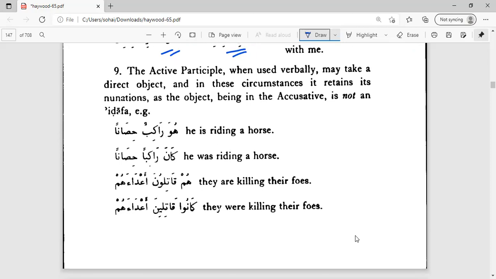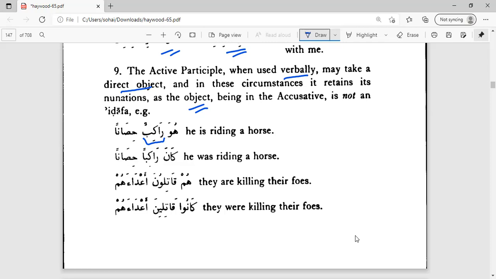Okay. So as we mentioned before, sometimes the active participle, which is on the scale of fa'ilun, may be used with a verbal force. In that case, it can take a direct object. We've seen one example of that. And the object becomes accusative, as we've done before. So for example, huwa rakibun hisanan, he is riding a horse. So he was saying huwa yarkibu hisanan. So here is describing the action. Rakibun is on the scale of fa'ilun, and he is showing the verbal force. He is riding a horse.